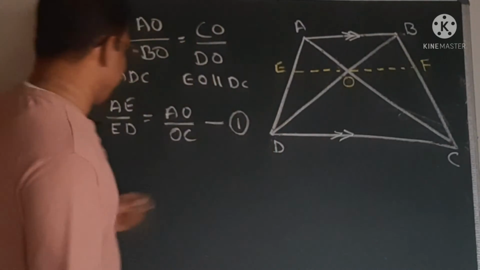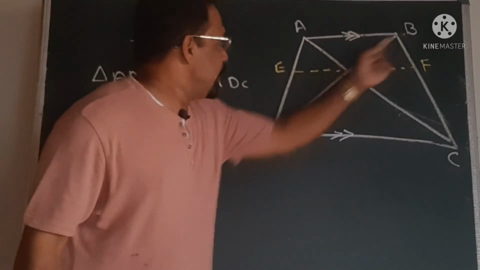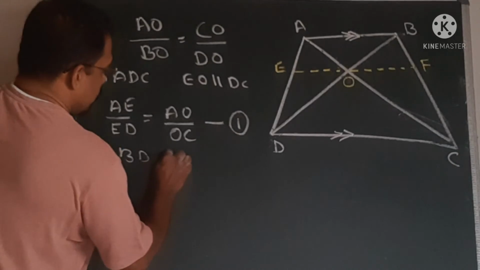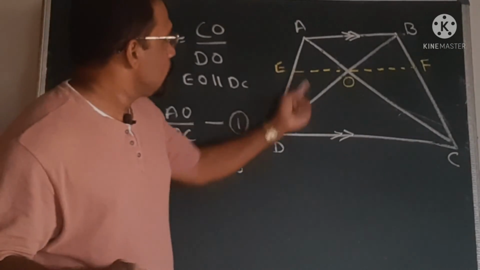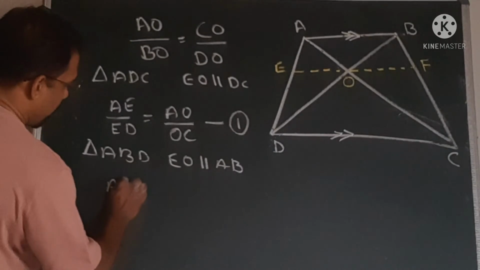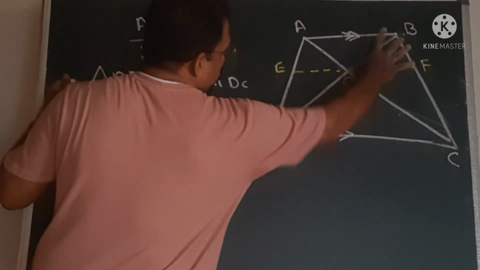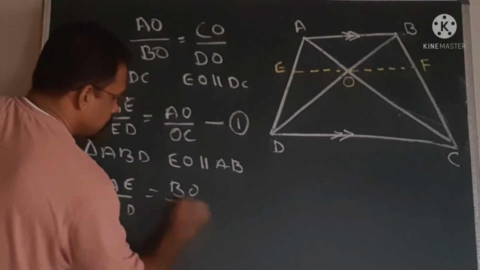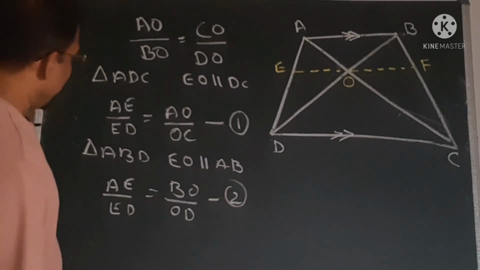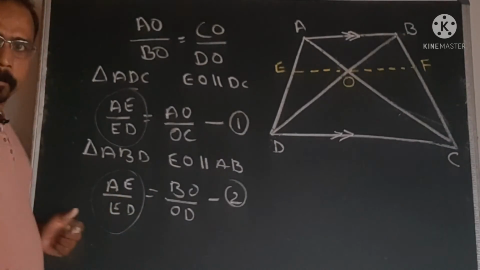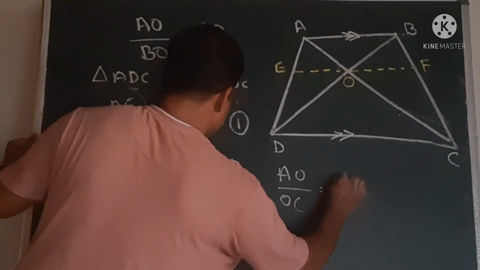Now consider triangle ABD. Here you can see that AB is parallel to EO. So EO is parallel to AB. Then we can apply the basic proportionality theorem. That means AE by ED, that is this distance by this distance, is equal to BO by OD. Let it be equation number 2. Now you see equation 1 and 2, the left hand side is equal. If left hand sides are equal, we can say that AO by OC is equal to BO by OD.